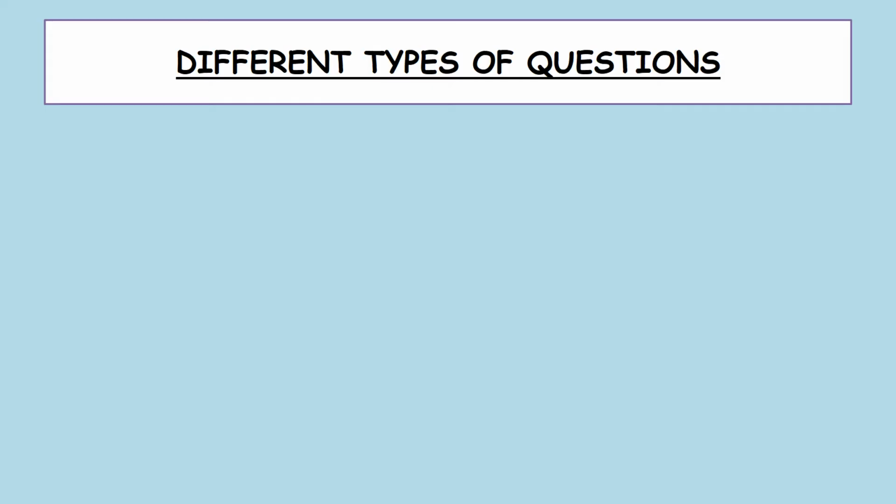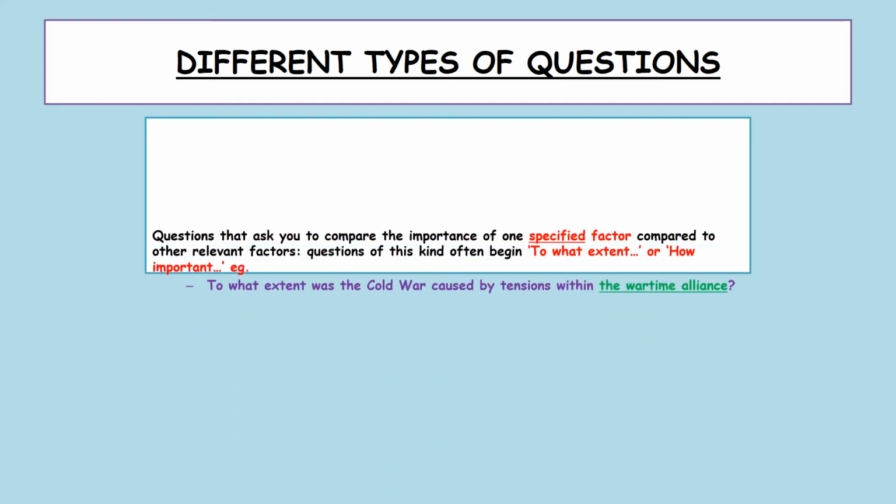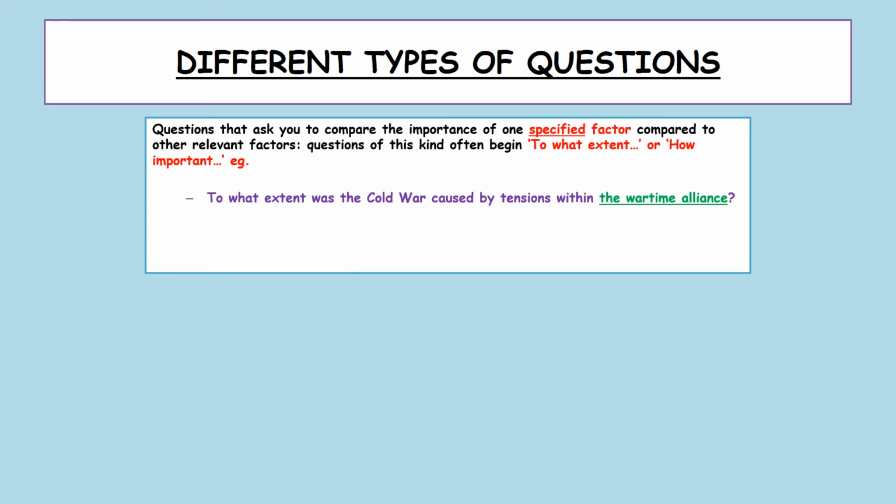Now, to start with, just a wee recap on the different types of questions you can be asked when it comes to essay writing. Questions that ask you to compare the importance of one specified factor compared to other relevant factors often begin with "to what extent" or "how important." So for example, to what extent was the Cold War caused by tensions within the wartime alliance? Now this is known as an isolated factor question, with your isolated factor there being the wartime alliance.